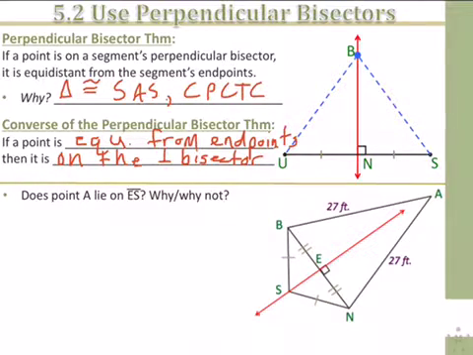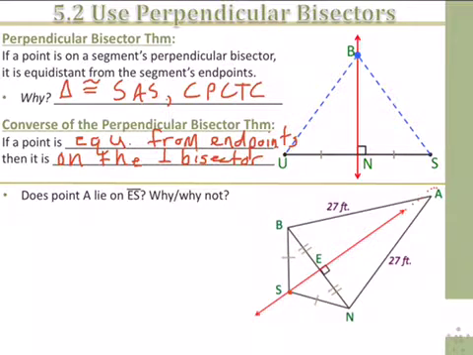Beautiful. So, with that being said, let's look at the bottom part. Does point A lie on segment ES? Why or why not? Well, I see here that it looks like definitely point S is. And if you were to go with the logic like, well, if I extend this, it kind of looks like point A is on it, or maybe it doesn't.